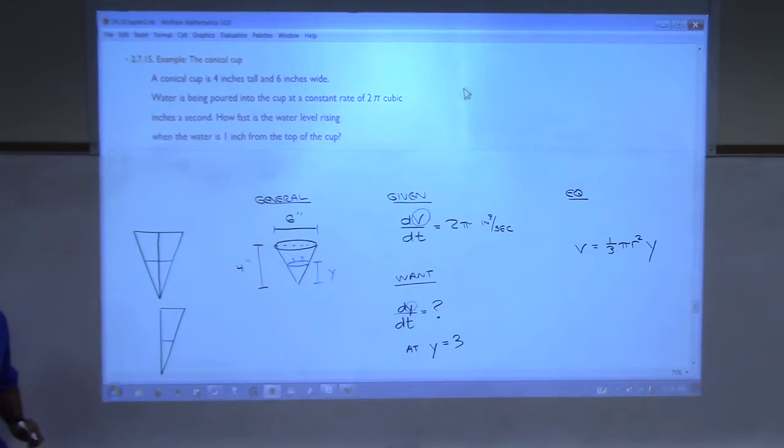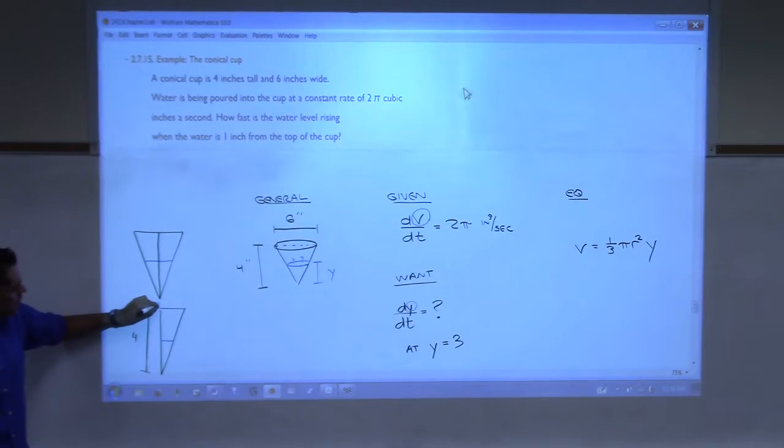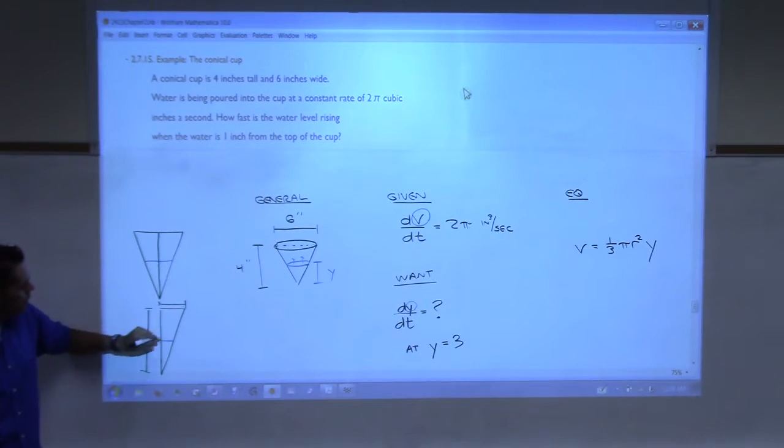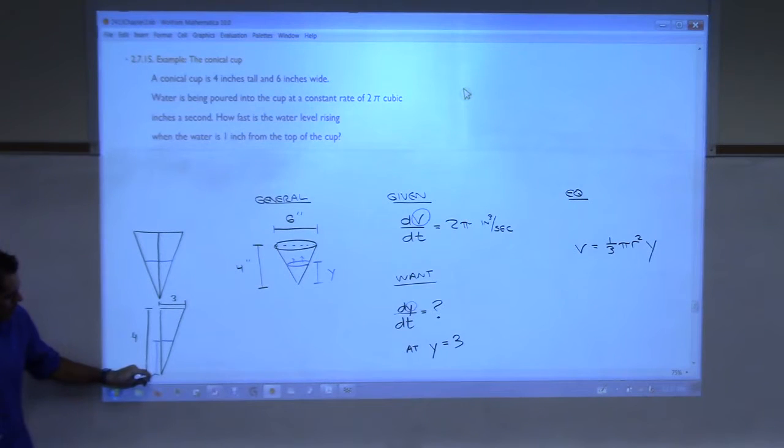We did something just like this in the previous problem. Do I know the distance from here to here? 4. That's 4. Do I know the distance from here to here? 3. 3, right? The distance from here to here is what? Still y, and the distance from here to here is r. That's the radius, right? That's the radius of the little thing of water.